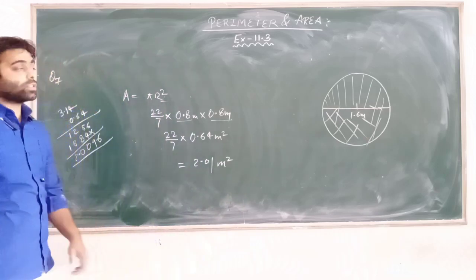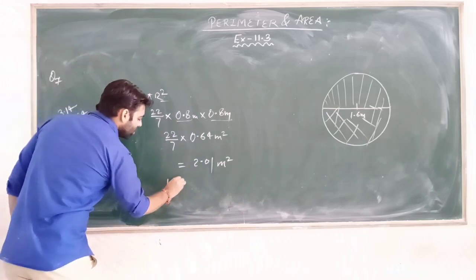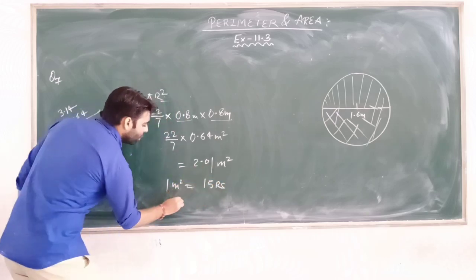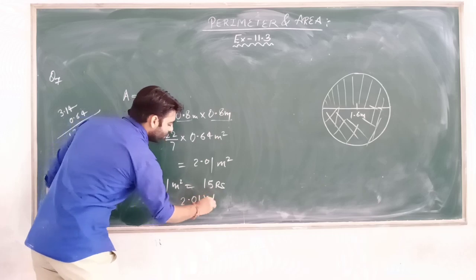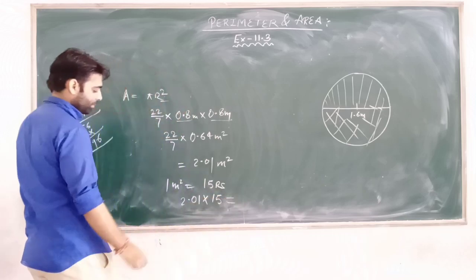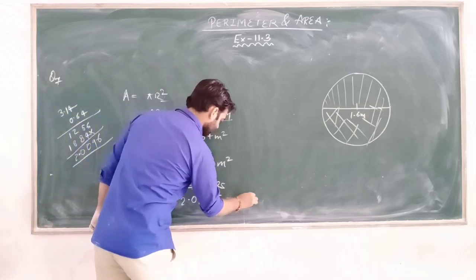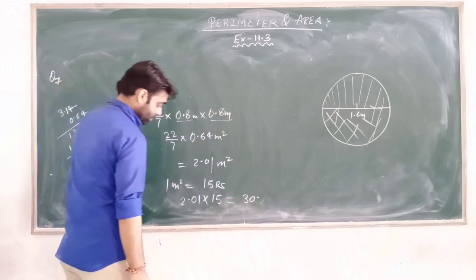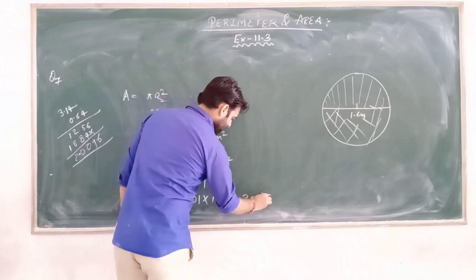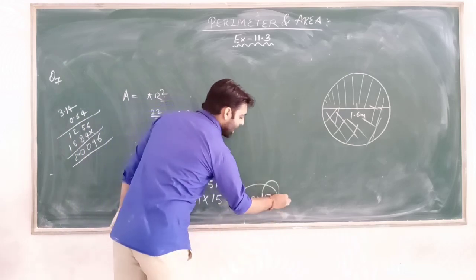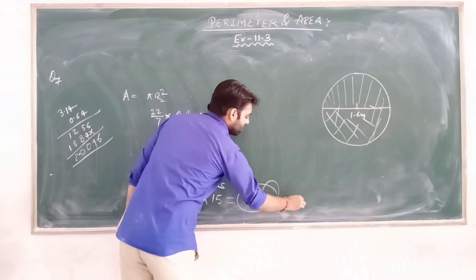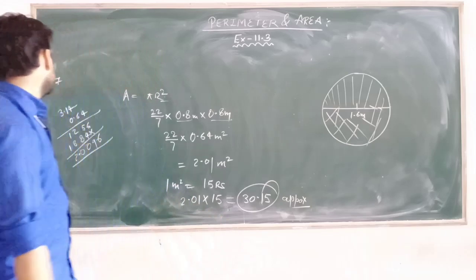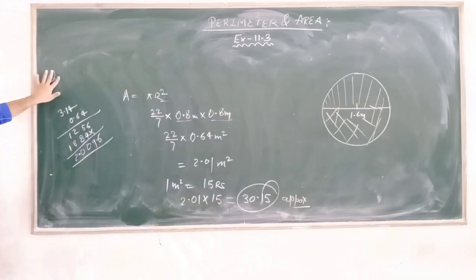For 1 meter square the rate is 15 rupees. Then for 2.01 into 15 you will get the approximate value, meaning a nearby value you could get. Okay, this is the video of question number 8.